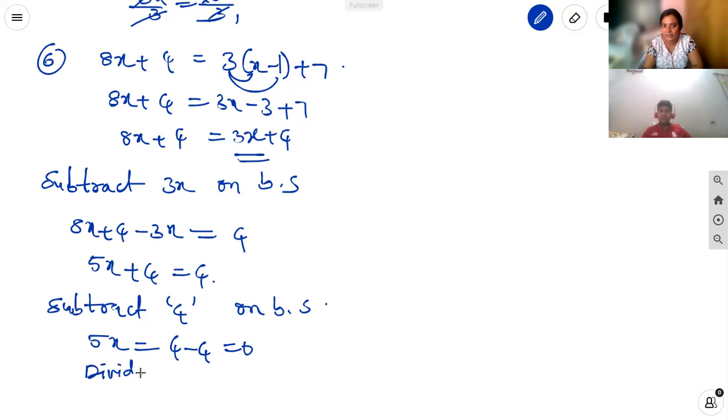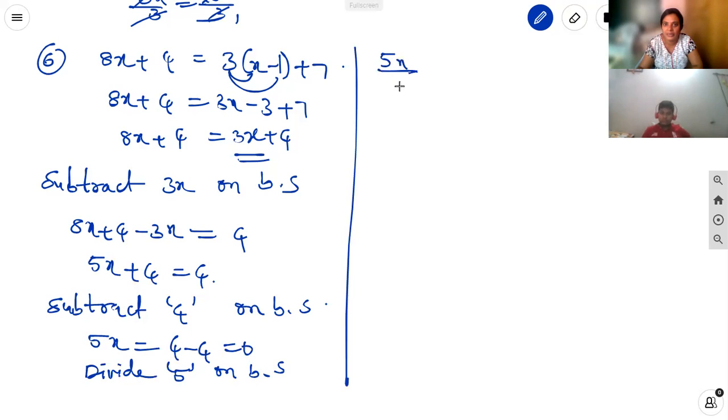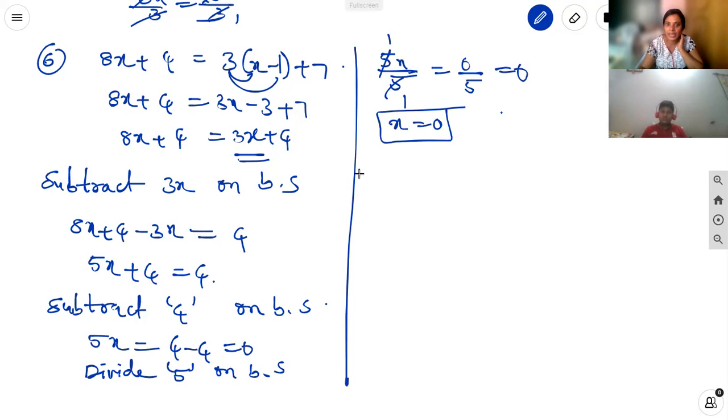Divide by 5 on both sides. Then 5x upon 5 equals 0 upon 5. 0 by something is 0. So 5 ones are 5. The x value is 0. Again verify. Verification.